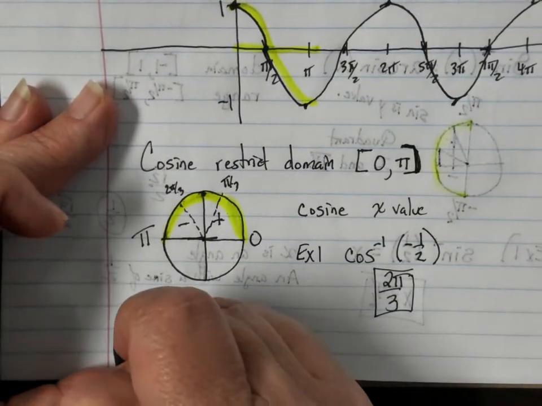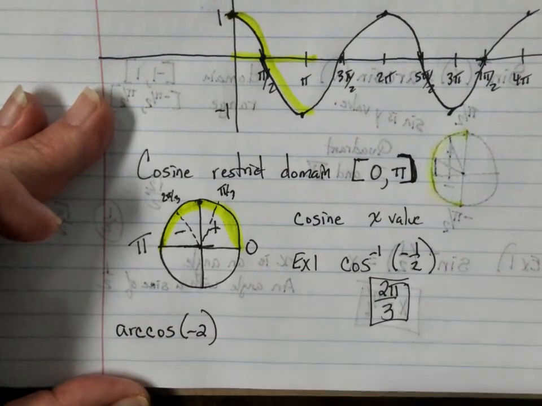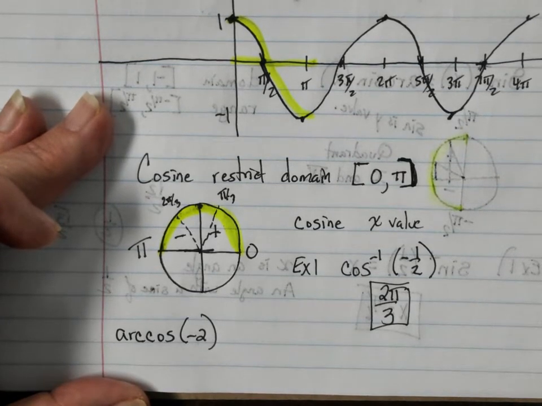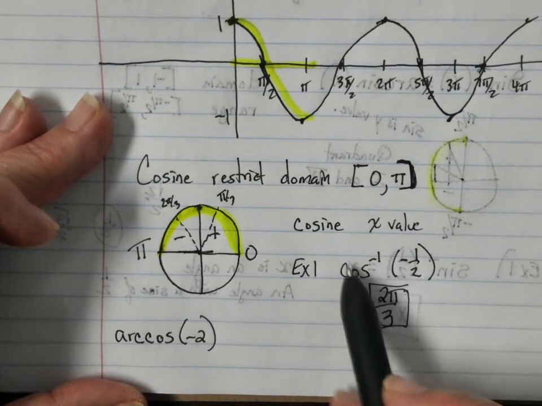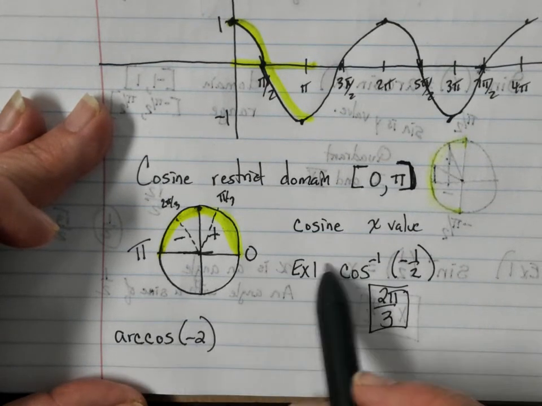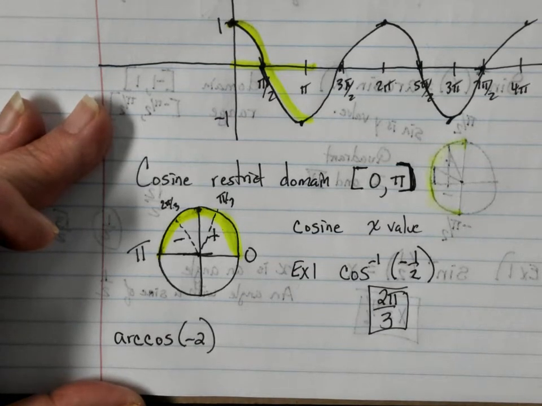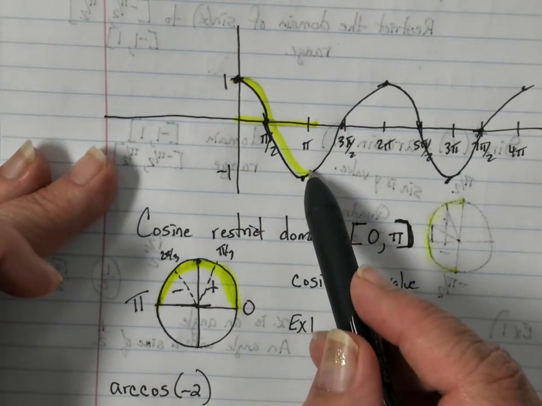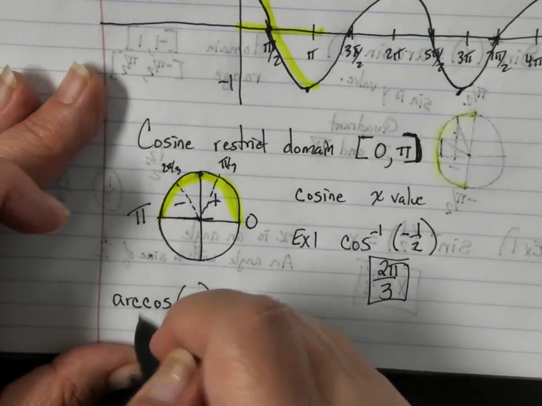Alright, so what if I wanted to find the arc cosine of negative 2? Remember, arc cosine is the same as inverse cosine, it's just a different notation. These mean the same thing. So I'm looking for the angle whose cosine is negative 2. Does cosine ever go down to negative 2? No, it does not exist.